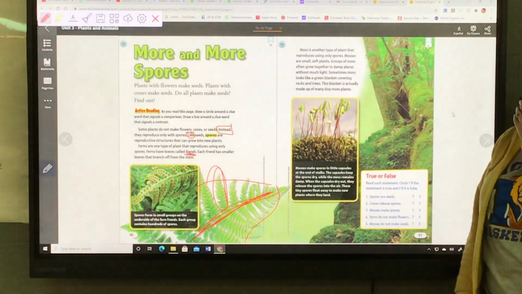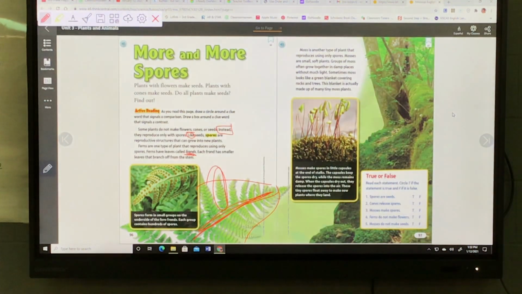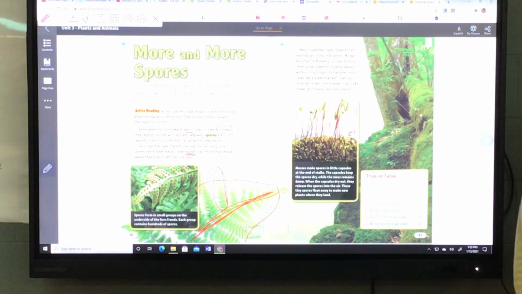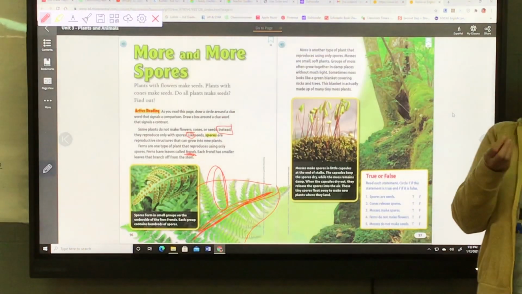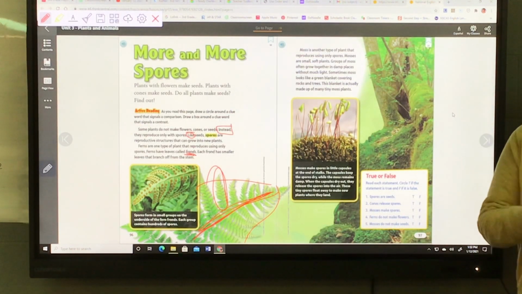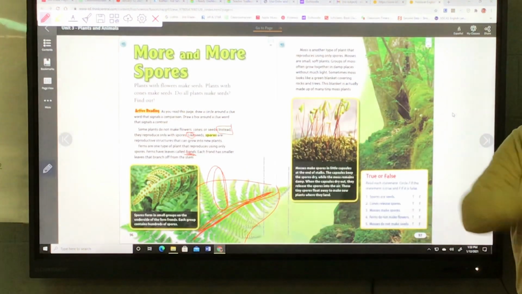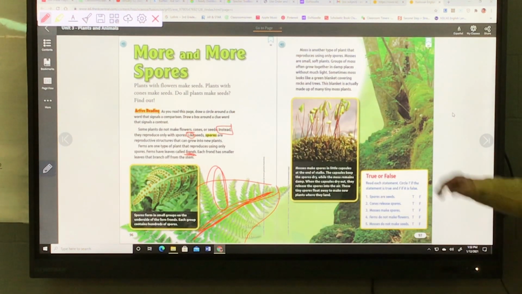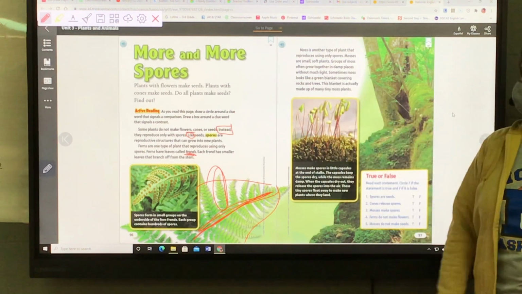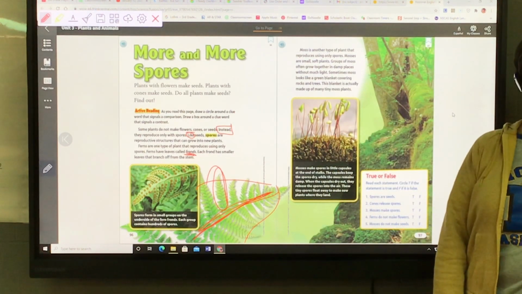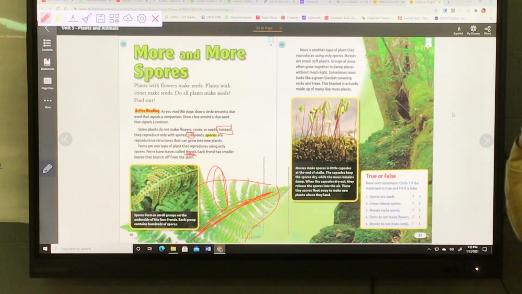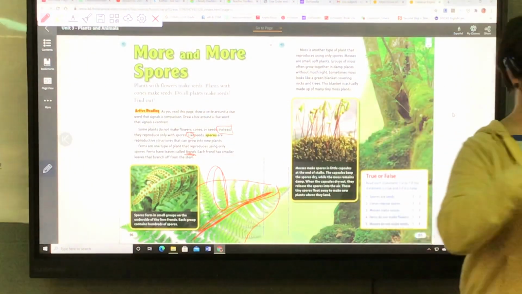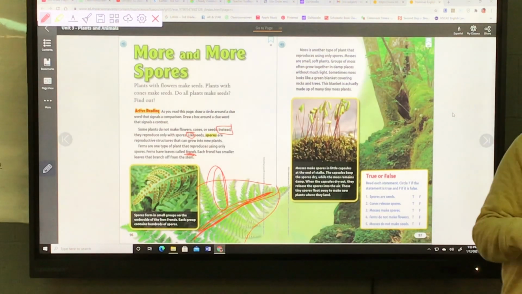Groups of moss often grow together in damp places. What does damp mean? Kind of wet. Moist. A little bit wet. Is it completely saturated with water though? No. Okay, so damp places without much light. They don't like it completely dark, but they don't like to be out in the bright sunlight. Mosses don't.